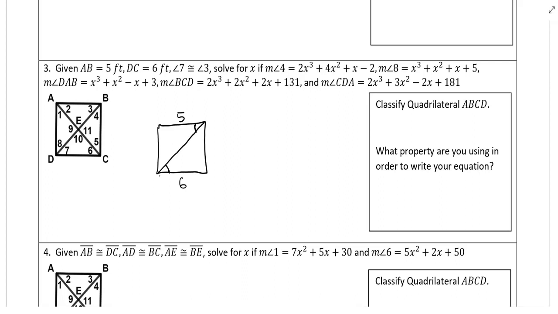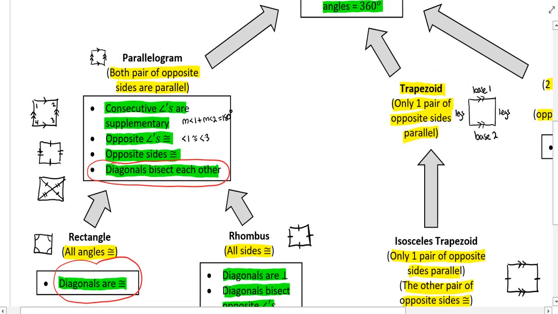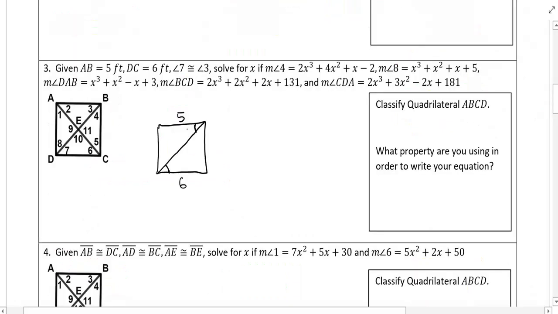From the given, we're trying to figure out what shape we're looking at. I know it's not a parallelogram because the opposite sides are not congruent. If it were a parallelogram, it would have the property that opposite sides are congruent. Because one side's 6 and the other side's 5, these opposite sides are not congruent, so it can't be a parallelogram. But I do have alternate interior angles congruent here, so the bottom is parallel to the top.